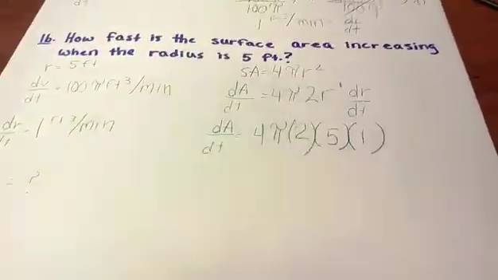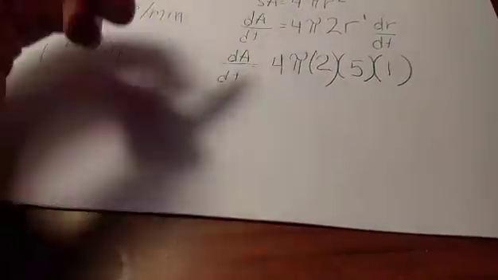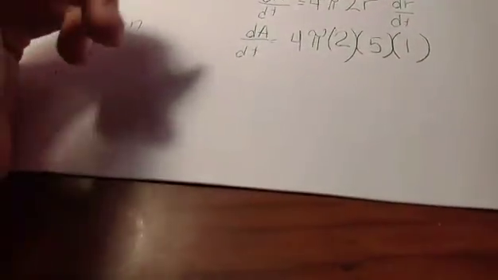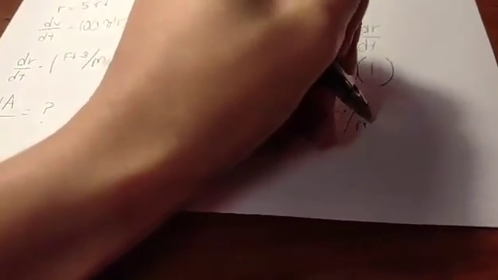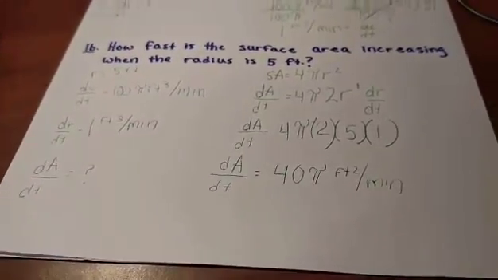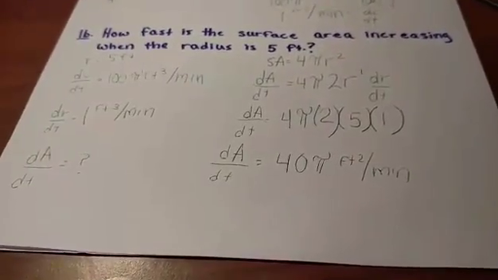Now, we're just going to multiply all these together, and that will get us dA dt, because it's already by itself, so we don't have to do any multiplication or division or anything like that. It'll just give us the answer right away. So dA over dt equals 40 pi feet squared per minute. And that would be your final answer. Your surface area is increasing at 40 pi feet squared per minute.